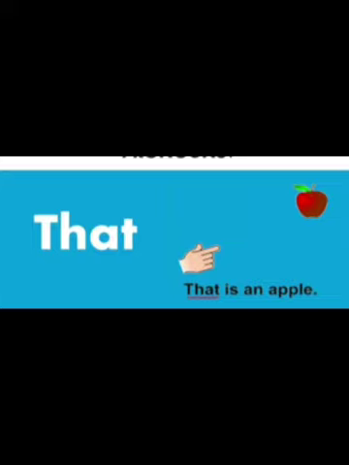Next, that. What is the difference between this and that? The difference is the distance. When we are pointing at something which is quite far away from the point you are standing, then we will use that for the thing that we are pointing, with the condition that the apple is only one. That is why in this picture we say that is an apple.